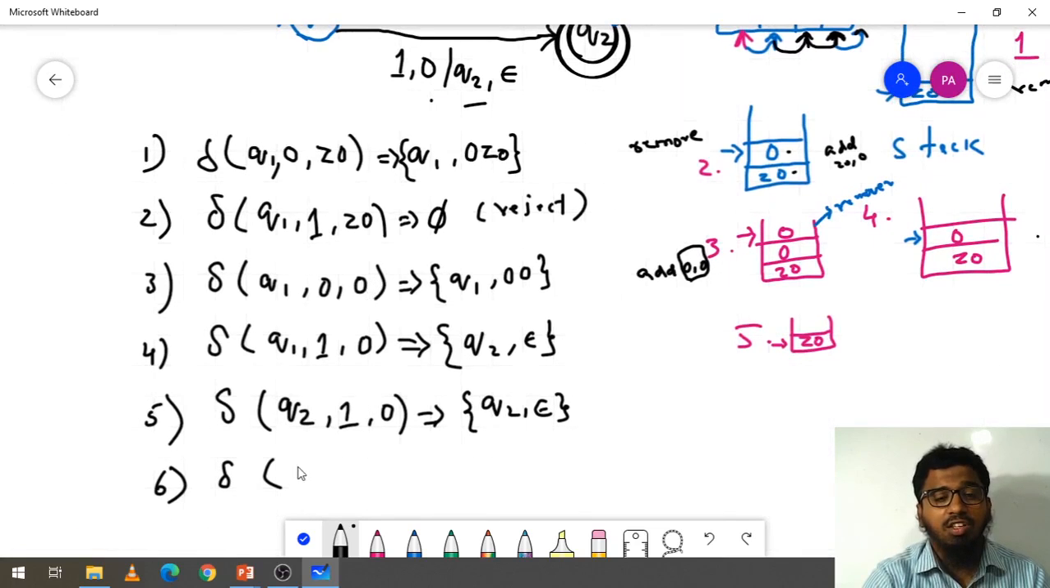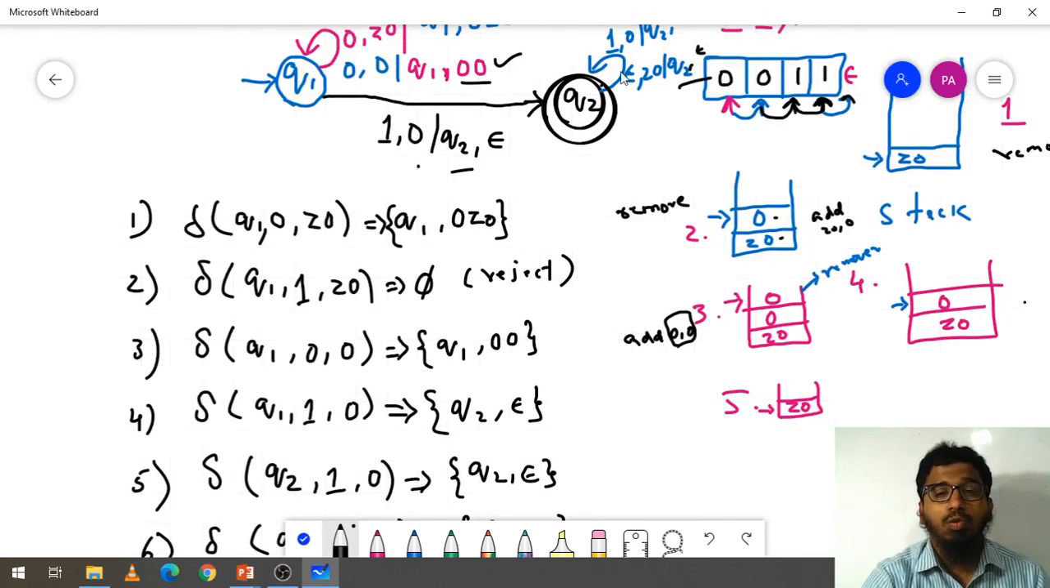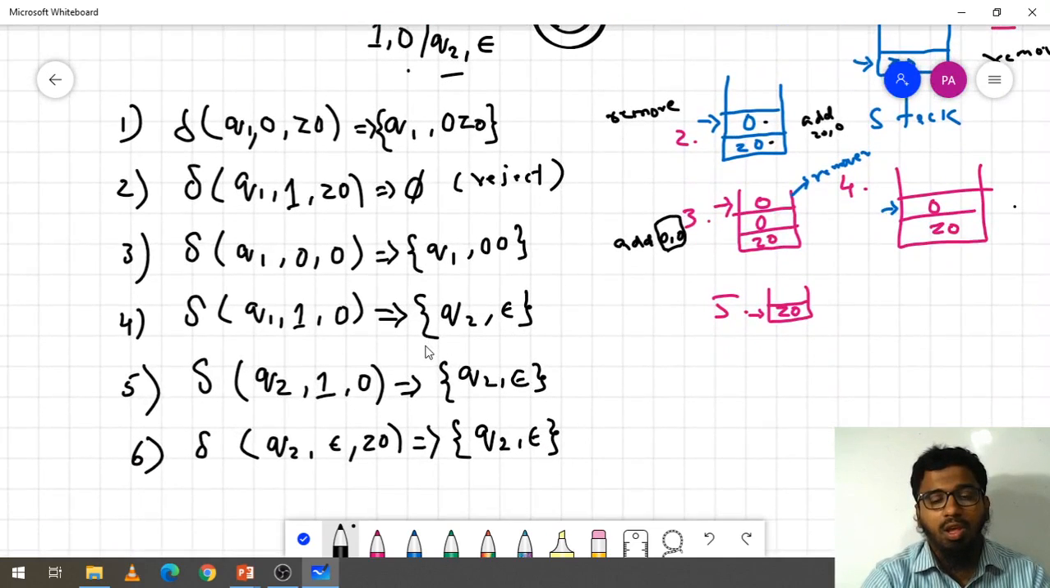So next is q2 epsilon, and what is available in the stack at the last is Z0. So where will it go? It will go to the final state. What is our final state now? The same, q2 epsilon. So this is our final state.